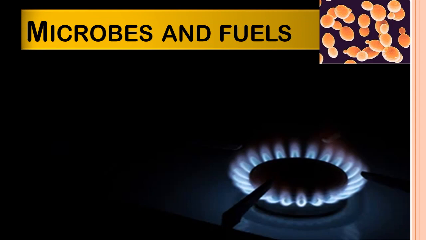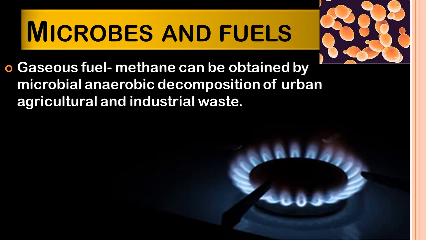Now the next part is microbes and fuel. So here we will see the different microbial fuels. That means the fuels which have been prepared by using the action of microorganisms. First we have the gaseous fuel, like methane, which can be obtained by microbial anaerobic decomposition of urban, agricultural and industrial waste. Now anaerobic means in the absence of oxygen.